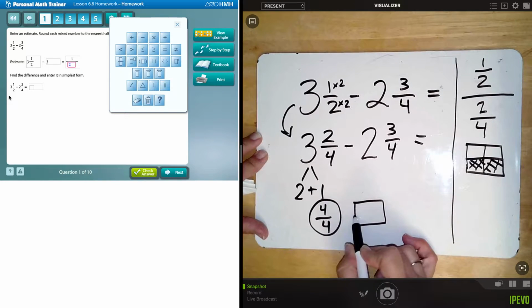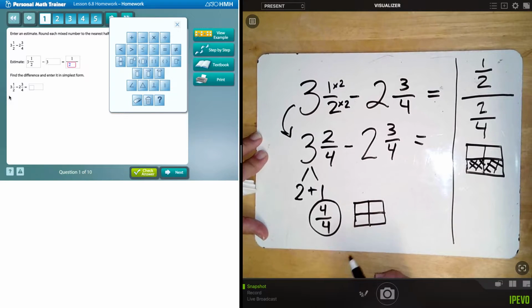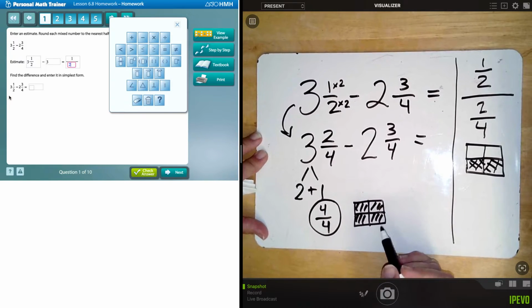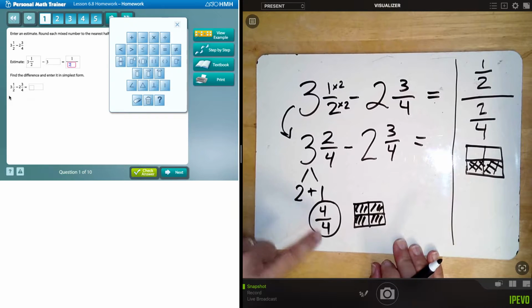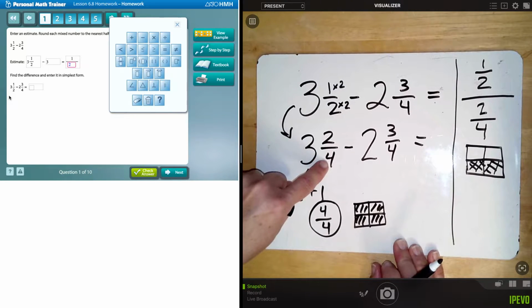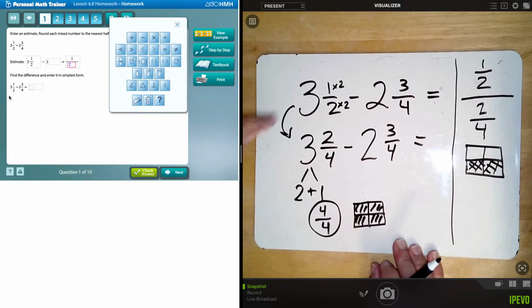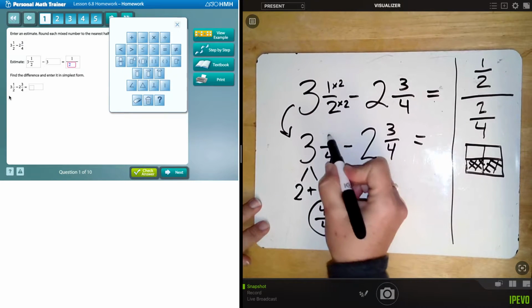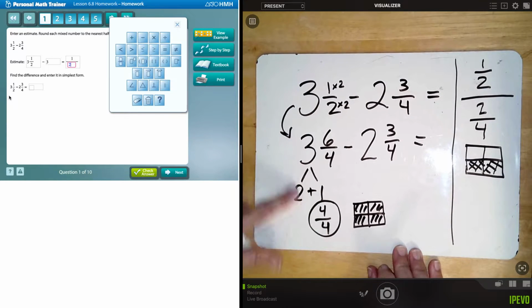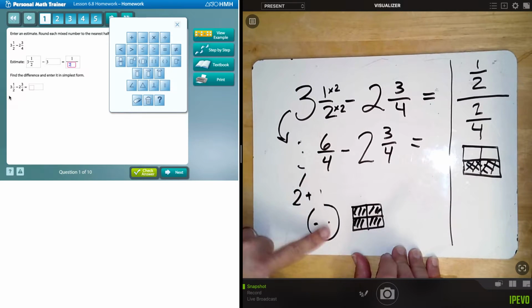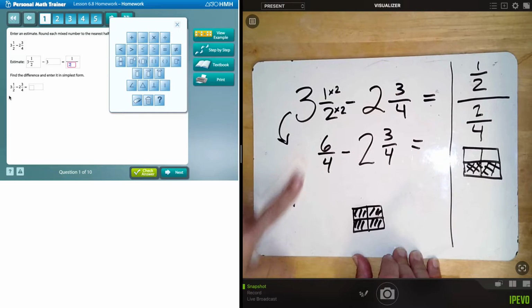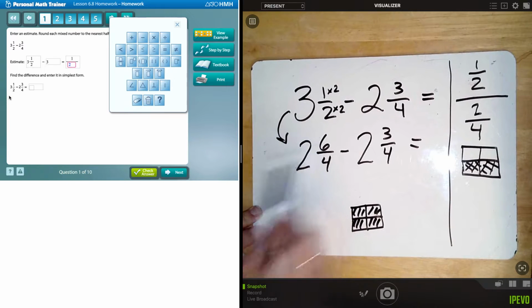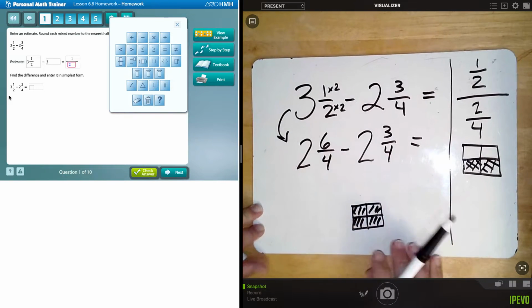If I had a chocolate bar and it had 4 equal pieces and I ate all 4 pieces, I would have eaten 1 whole. So I'm going to take and know that 4/4 can be moved over into 2/4. So now I've got 4/4 plus 2/4 to be a total of 6/4. And I've taken 1 away from the 3, and I'm left with a 2 as my whole number. So I renamed that 3 as 2 4/4. So now it's 2 6/4 minus 2 3/4.